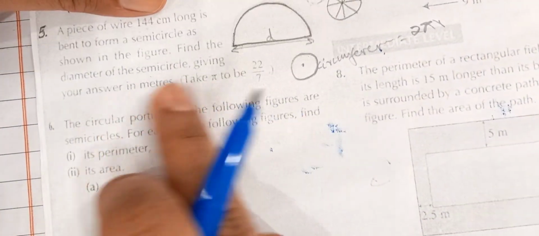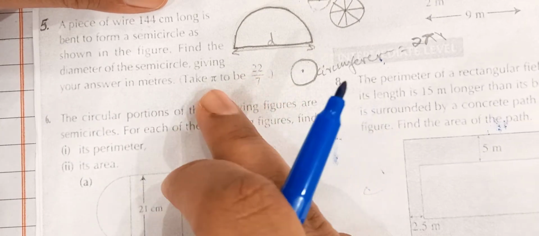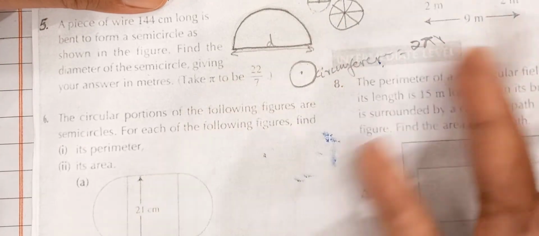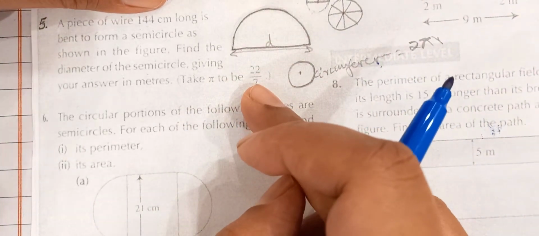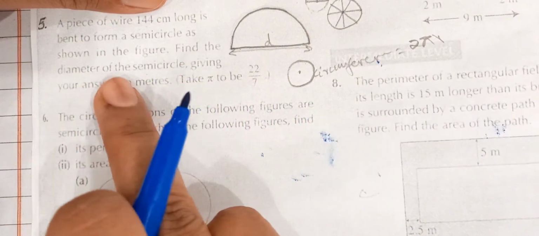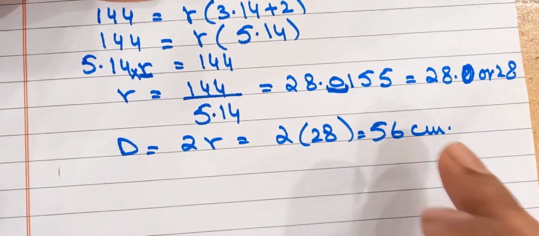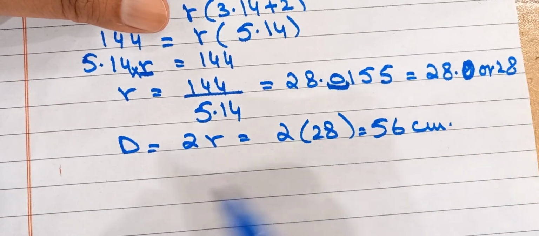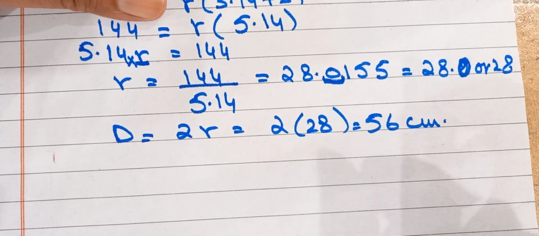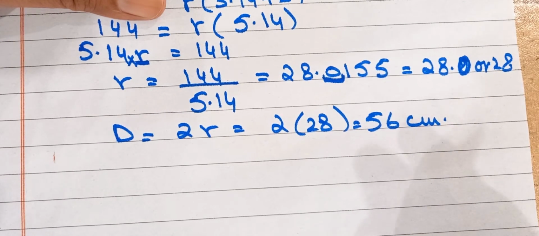They have said that I have not used 22/7, I have used 3.14 instead of 22/7. When you solve it, the result is again 3.14, so it hardly matters. Find the diameter, giving your answer in meters. Now I have to convert this centimeter into meters. Now I have to make a relation between meters and centimeters. You can check the question number 1 of this exercise as well.